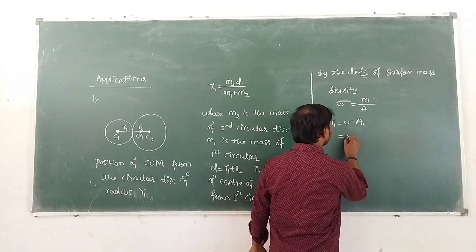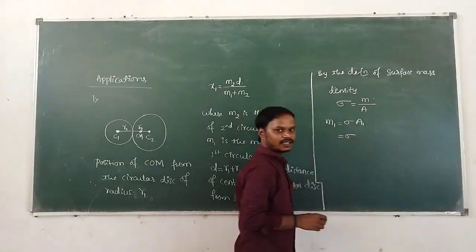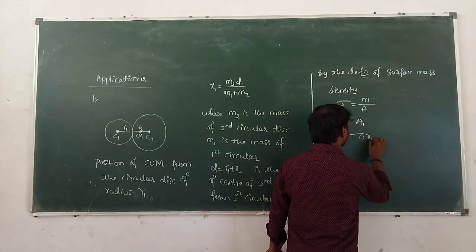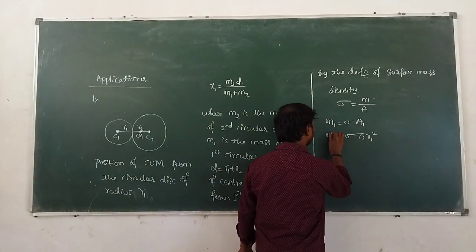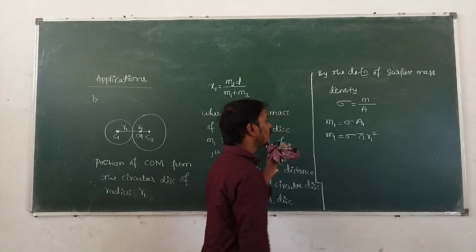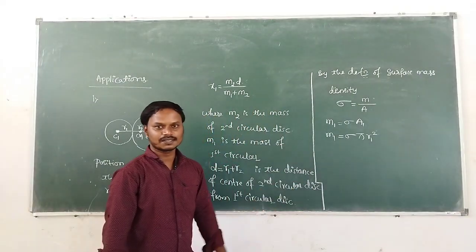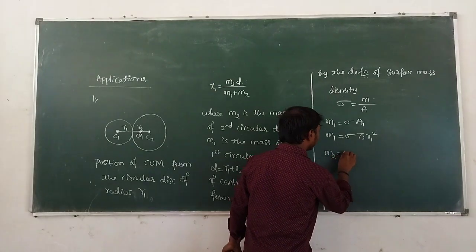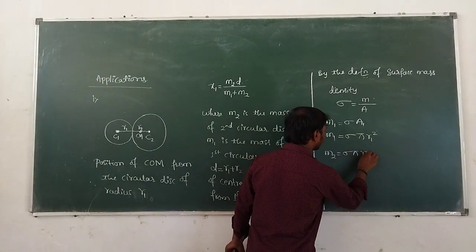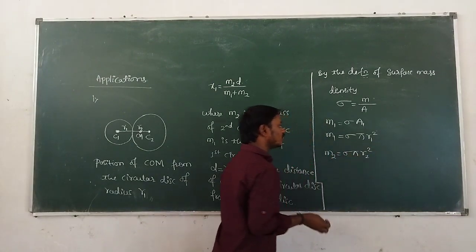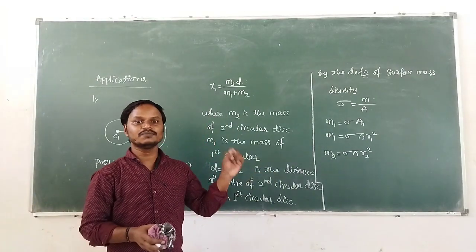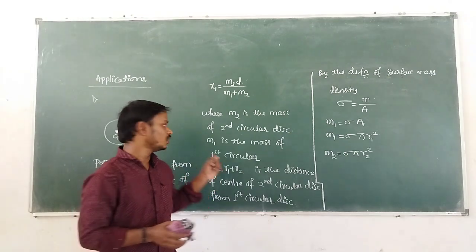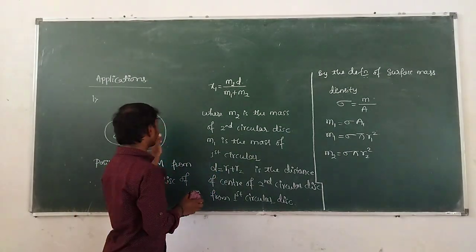So m1 is sigma into the area of the circle, that is pi r square, which means pi into r1 square. Similarly, the mass of the second circular disk, m2, is equal to sigma into pi r2 square. Both circular disks have the same surface mass density, because both circular disks are of the same material.